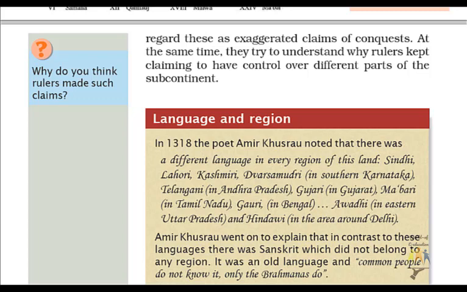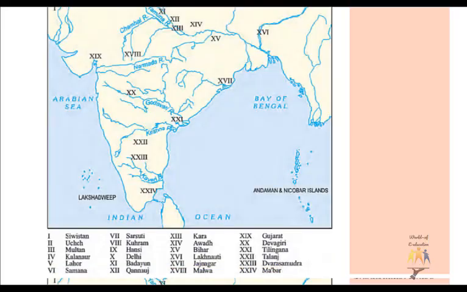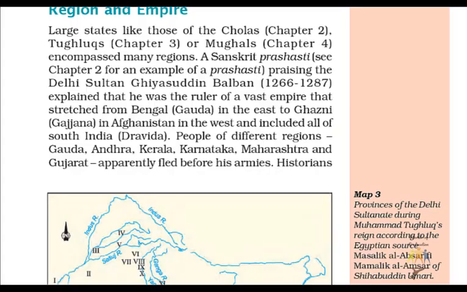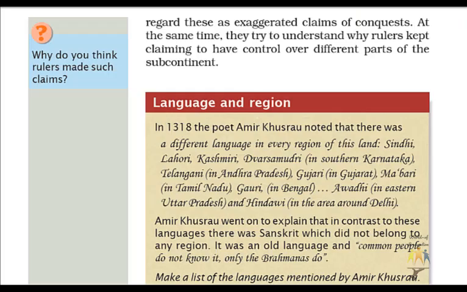At the same time, they try to understand why rulers kept claiming to have control over different parts of the subcontinent. Map 3. Provinces of the Delhi Sultanate during Muhammad Tughlaq's reign according to the Egyptian source Masalik al-Absar fi Mamalik al-Amsar of Shihabuddin Umari. Why do you think rulers made such claims?